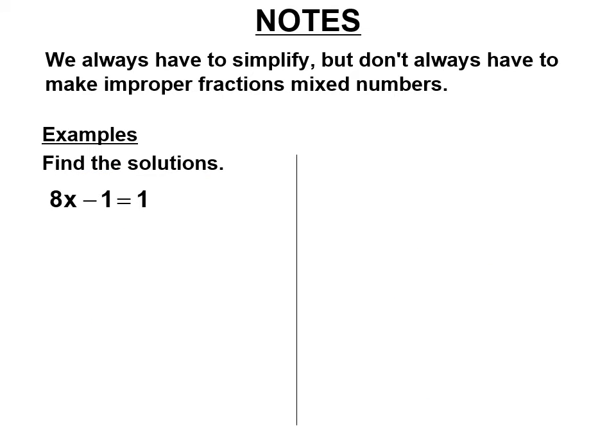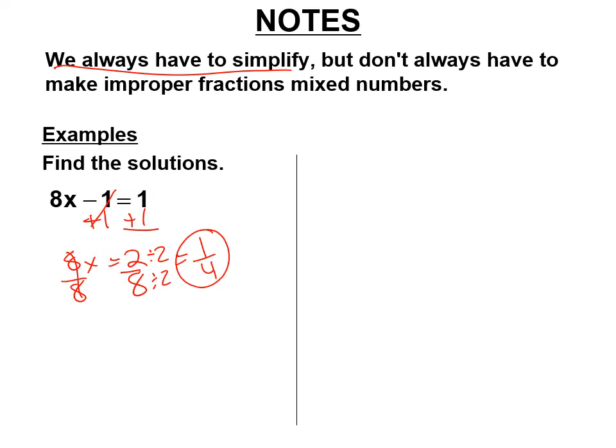Okay, so we're going to add 1 to both sides, and we get 8x equals 2. Divide both sides by 8. And 2/8 is not right. Why is it not right? Because we always have to simplify our fractions. So one correct answer is 1/4.